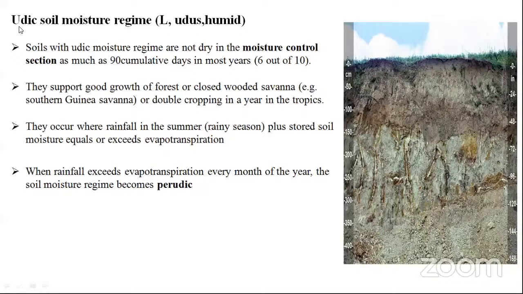Udic means it's somewhat moist. You can see this is a moisture control section, up to 90 days it will be. So mostly we can grow forest crops, some sort of double cropping, two crops a season. If the rainfall exceeds the evapotranspiration every month, with more rainfall than evapotranspiration, that condition is called the per-udic condition. Okay, students, remember this. This is called the udic soil moisture regime.